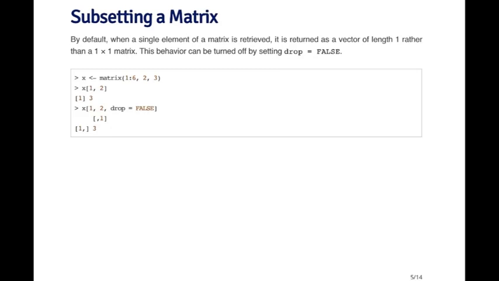And so you can turn off this default behavior by adding an extra argument to the subsetting operation, which is called drop. The idea is that by default, drop is equal to TRUE, and it drops the dimension. And so rather than getting a 2-dimensional object back, you typically get a 1-dimensional object back. However, if you want to preserve the dimensions of the object, you can say drop equal to FALSE, and when I subset out the first row, second column, what I get back is a 1 by 1 matrix with the element 3 in it.